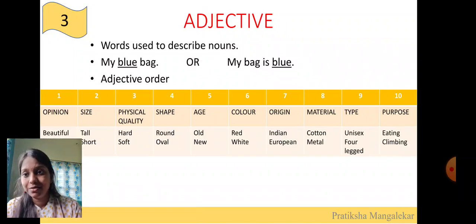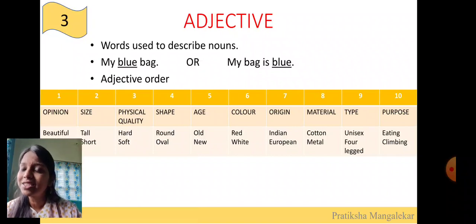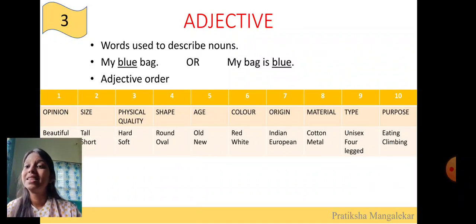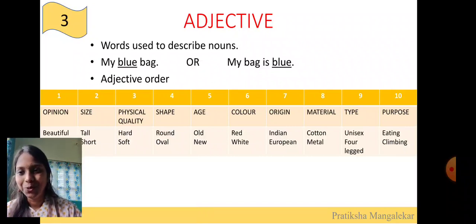Whenever we use adjectives, we need to use them in a certain adjective order. Not many speakers of English are aware of this adjective order. Okay, let us look at them in detail. First, we always say our opinion, beautiful, ugly. Next comes the size, tall, short. Next is the physical quality, hard, soft, shape, round, oval. Fifth is the age, old, new.